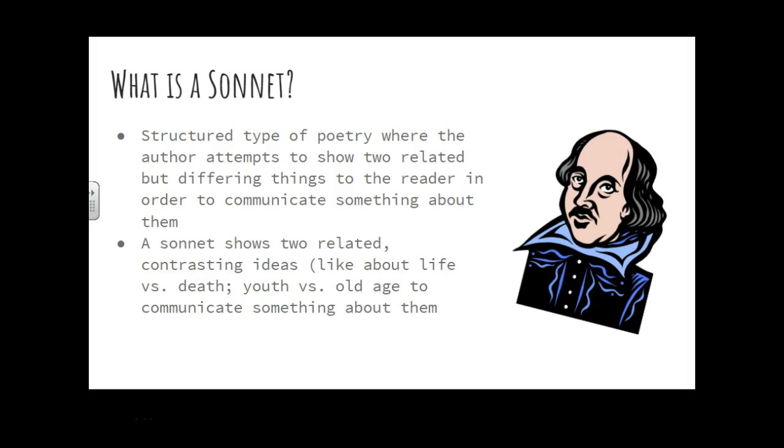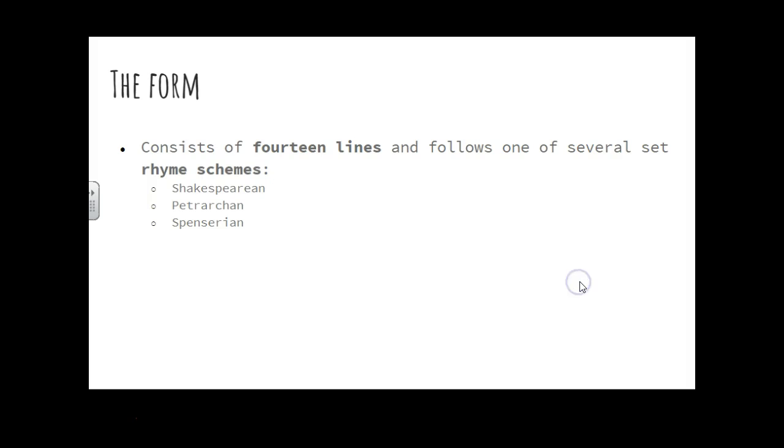So, like I said, a sonnet shows two related contrasting ideas. So, life versus death, youth versus old age, to communicate something about them. So, there's always two ideas going on in the sonnet being compared, and they have different forms to showcase that. Okay, and this, ladies and gentlemen, is Shakespeare. I don't know if you got that.